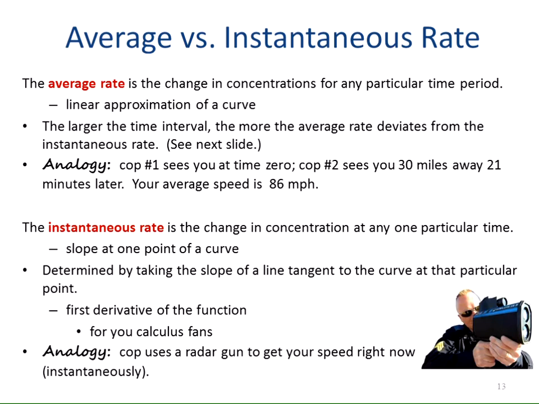All you do is measure the change in time and the change in distance, or how far the reaction has progressed. But the instantaneous rate is the change in concentration at any one particular time. So this is the slope at one point of a curve. This is determined by taking the slope of a line that's tangent to the curve at that particular point. And if you've taken calculus, you know that this is the first derivative of that function. So the analogy for the instantaneous rate is when a cop uses a radar gun to get your speed right now. So it's instantaneous.